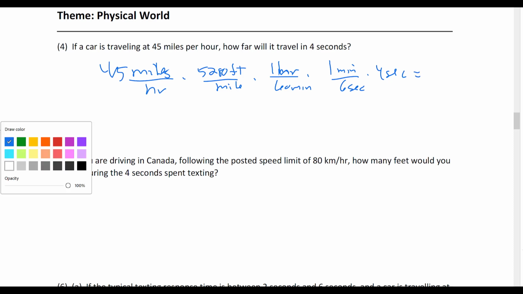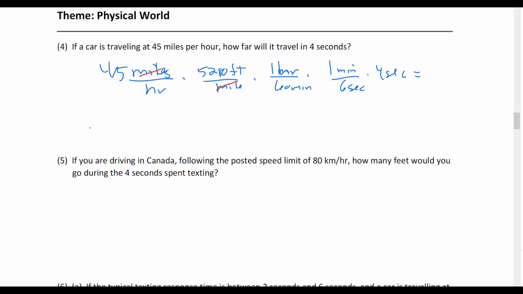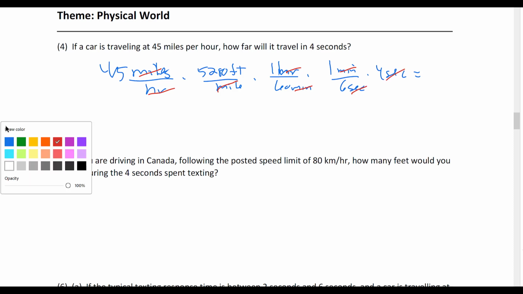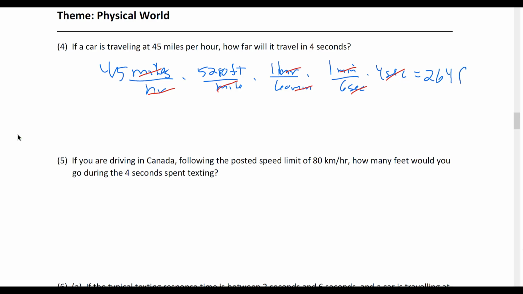And so in doing that, the miles will divide out, the hours will divide out, the minutes will divide out, the seconds will divide out, and we'll be left with, drum roll please, 45 times 5,280 divided by 60, divided by 60, times 4, 264 feet. Wow.